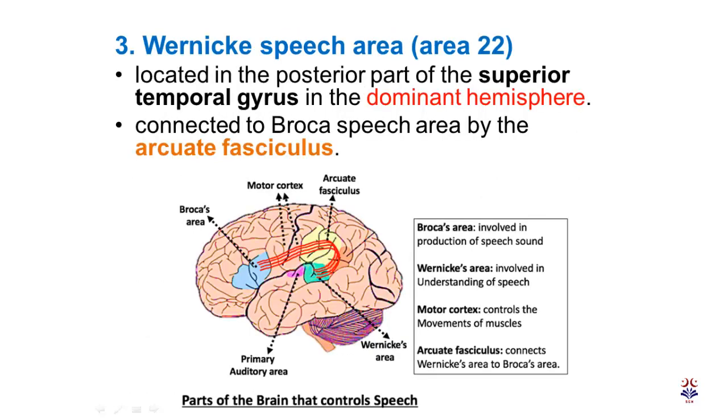Next is the Wernicke speech area, area 22. Its location is in the posterior part of the superior temporal gyrus. This is the superior temporal gyrus. In the posterior part it is located, and it is connected, as we already discussed, with the Broca speech area, and this bundle of fibers is the arcuate fasciculus.